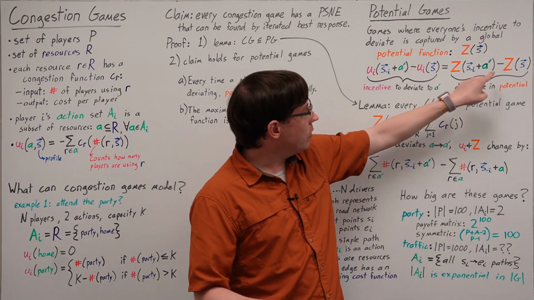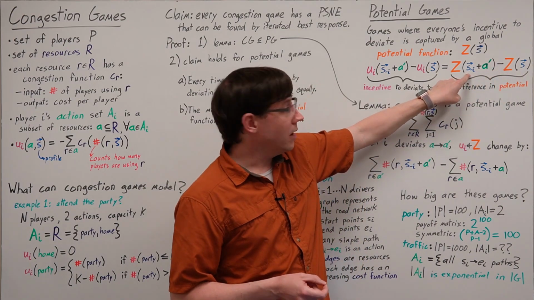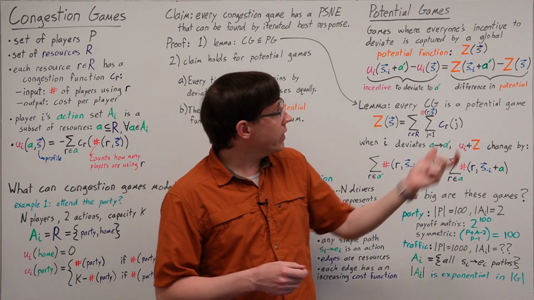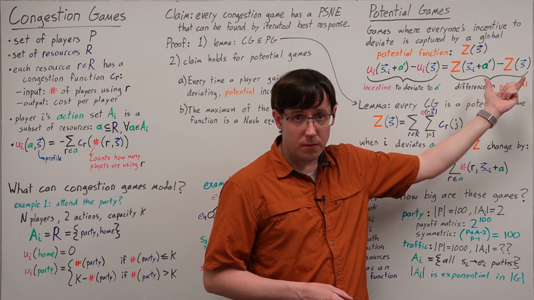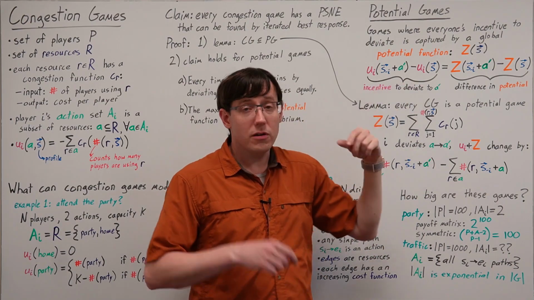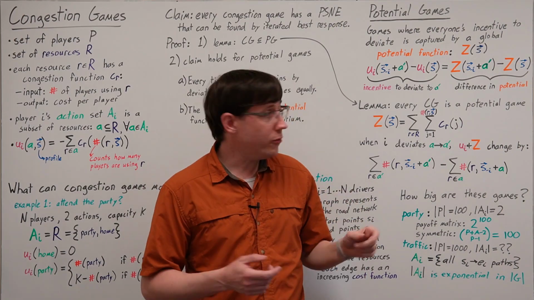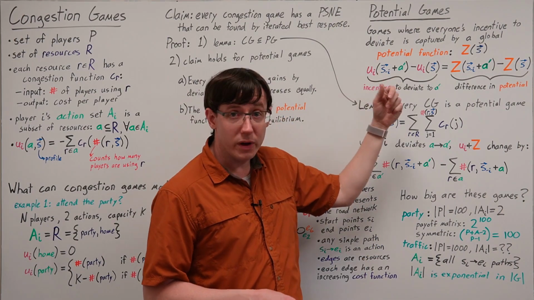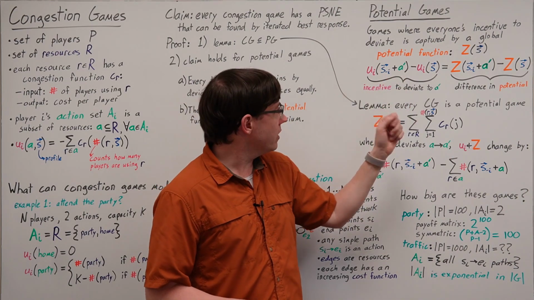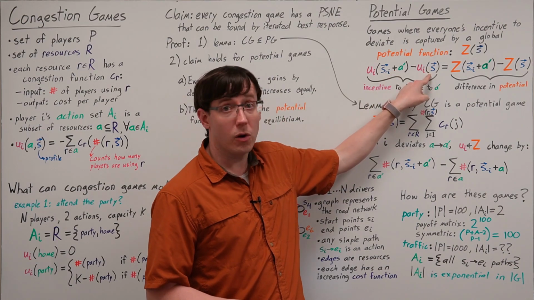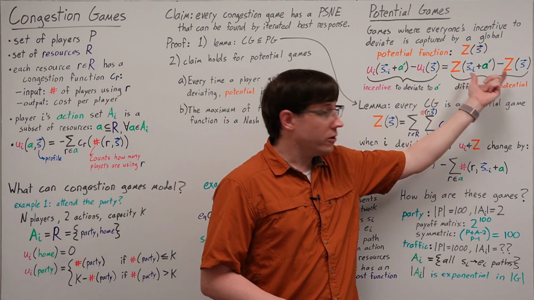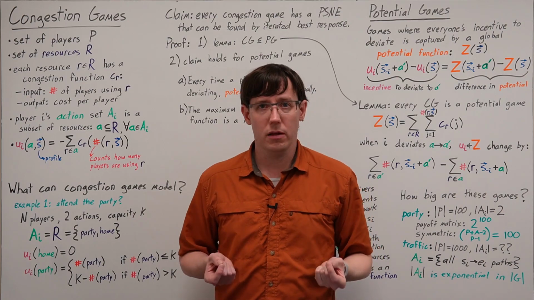so here we're looking at one specific player switching from whatever is their action in profile S to the action A prime, while all of the other players are still doing the same thing they were in S. If we look at the difference in potential, that should give us the same difference as the incentive to deviate for the player who is switching. So if we look at the utility to the player who is switching to action A prime, and we take the difference in their utility when they switch versus in the original profile, that difference in utilities should be the same as the difference in potentials for those two profiles.